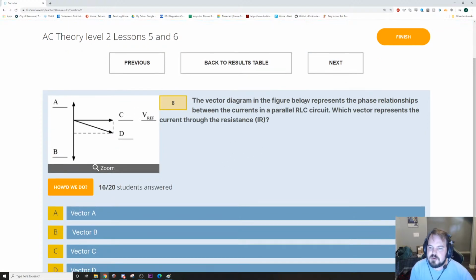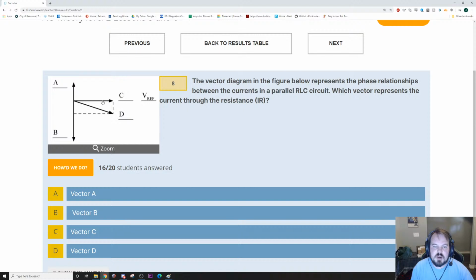The vector diagram in the figure below represents the phase relationships between currents in a parallel RLC circuit. Which vector represents the current through the resistance? C. C represents the current through the resistance. Current through the resistance is always at 0 degrees. Which vector represents total current? Total current is going to be D. It's always going to be one of the non-90 degree directions. So if there are more questions, you only have A and B left.